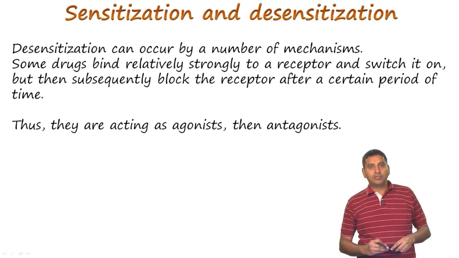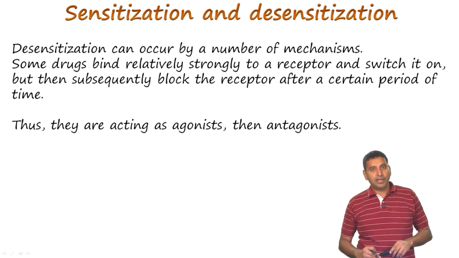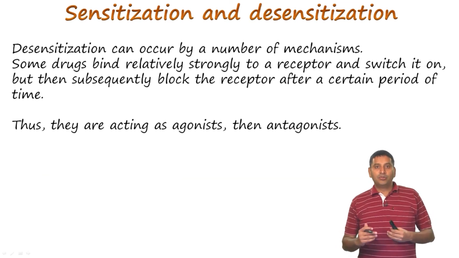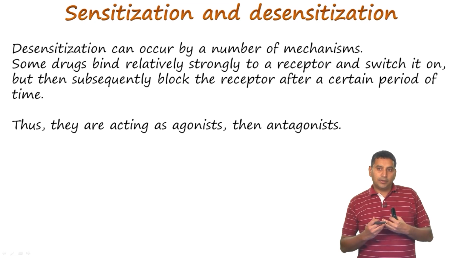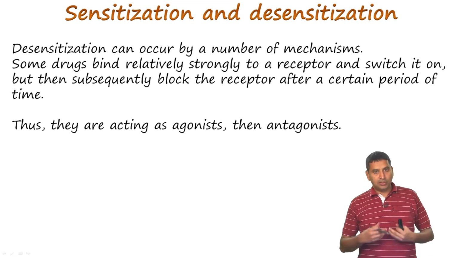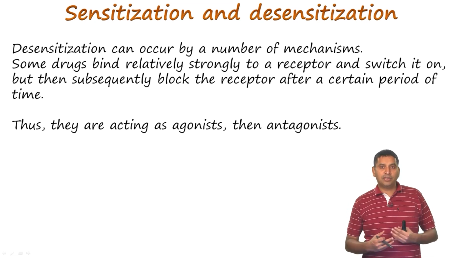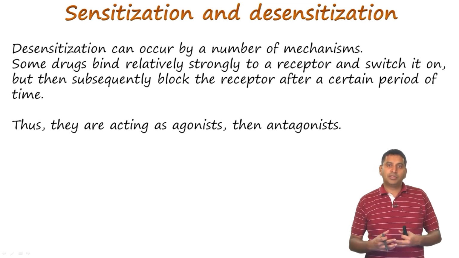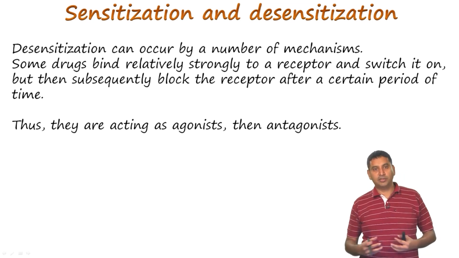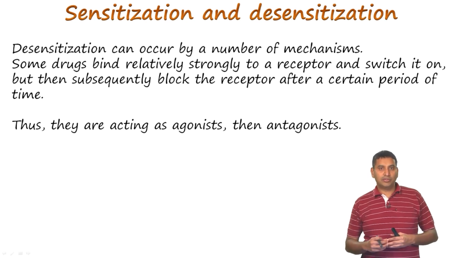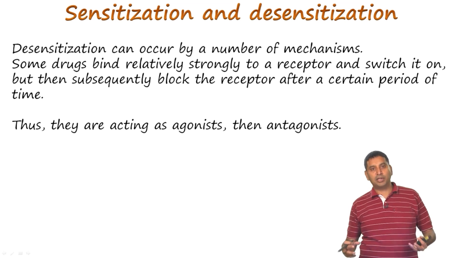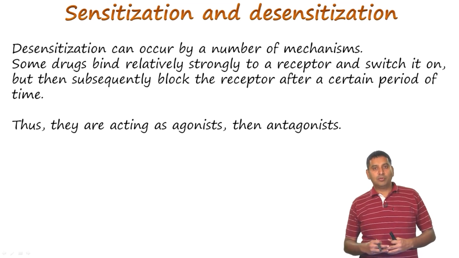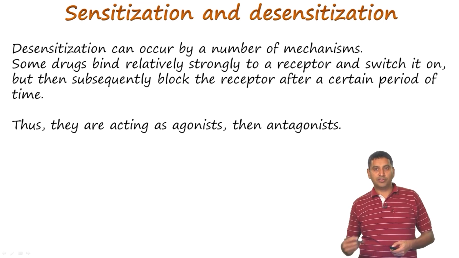Now, finally, let us look at this concept of sensitization and desensitization. After the receptor has done its job, if there is a large concentration of the ligand, sometimes the receptor becomes insensitive to transmitting the signal. This process is called desensitization. Desensitization can occur by a number of mechanisms. Some of the mechanisms act through phosphorylation of certain residues.